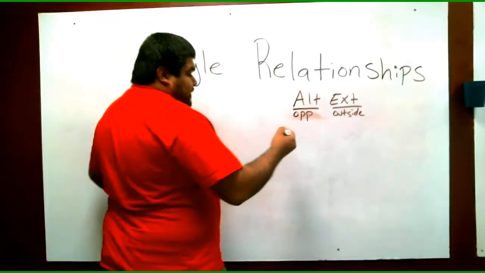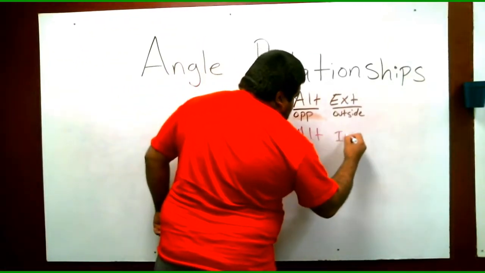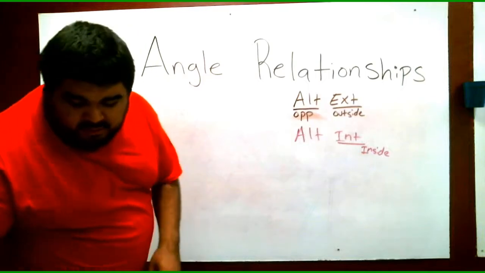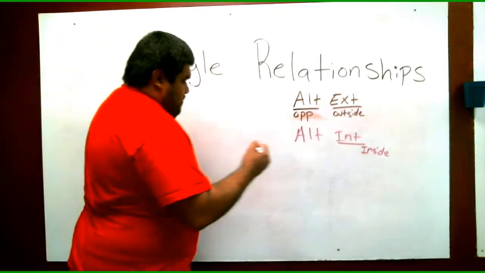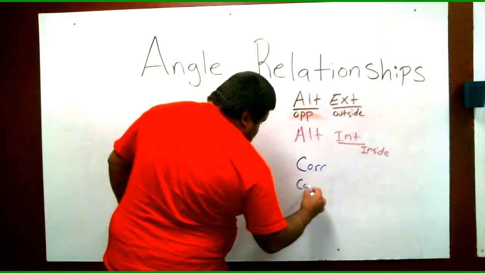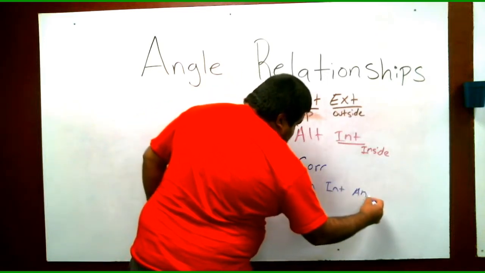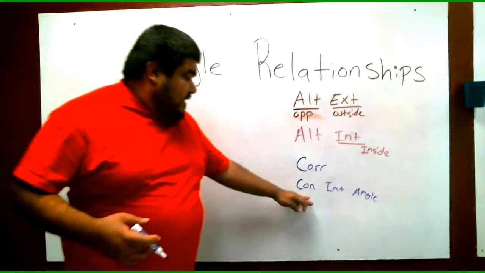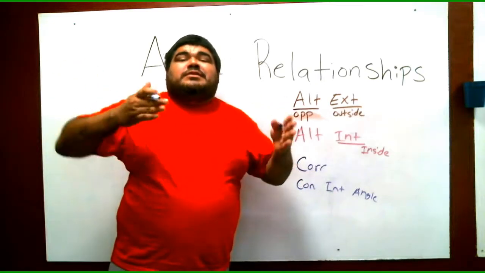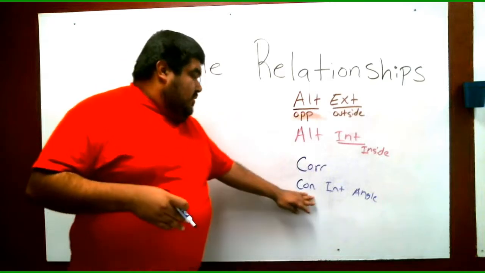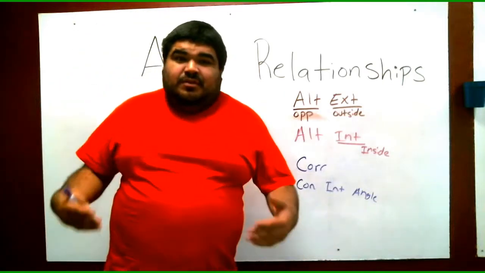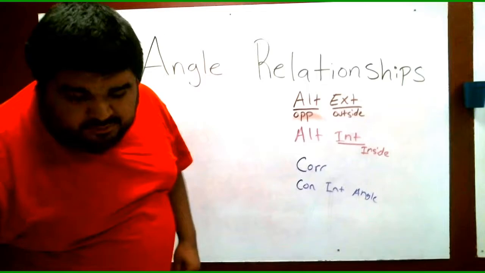We also did alternate interior, which is opposite on the inside. We did corresponding. And then we did consecutive interior angles, which are angles on the inside. Consecutive means they're next to each other. When you count 1, 2, 3, 4, 5, notice that 3 and 4 are consecutive to each other. These words, you already covered in the vocab from previous weeks. Today we're going to put them into the text.